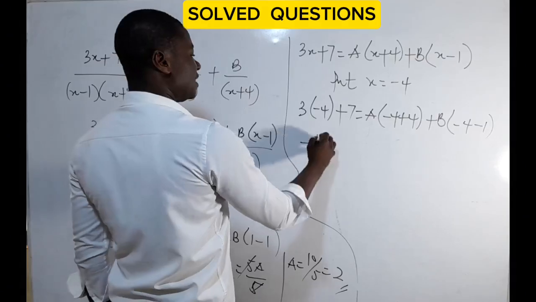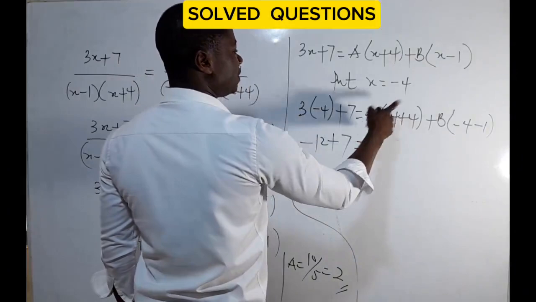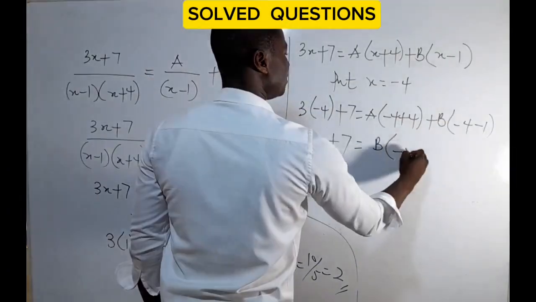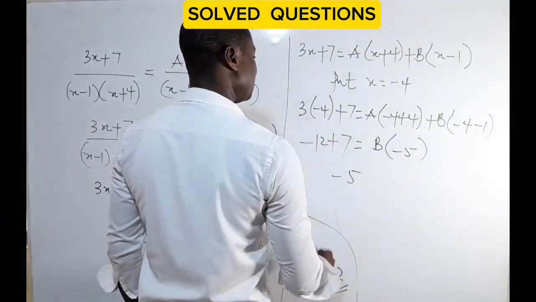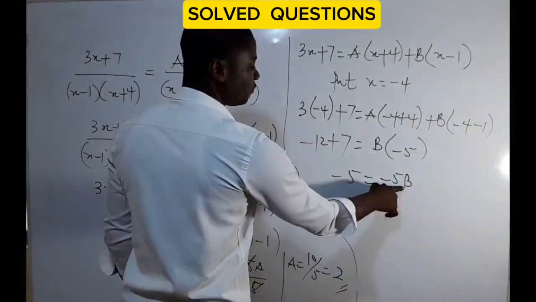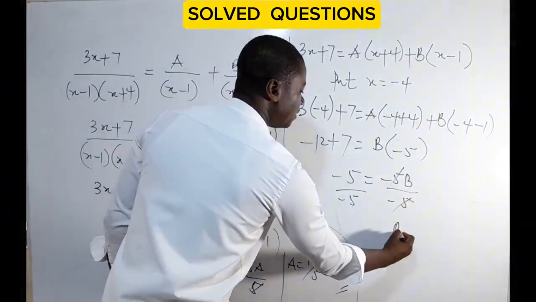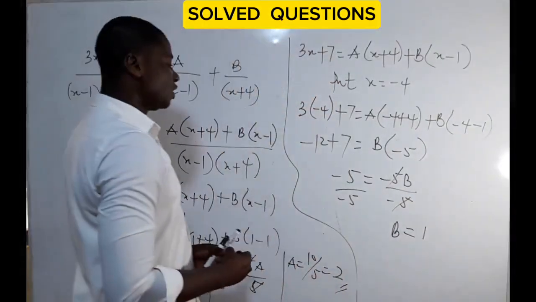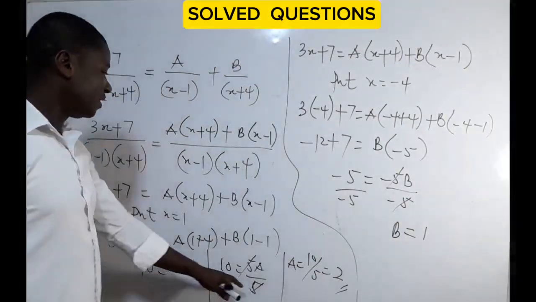3 times minus 4 is minus 12, plus 7 here. Minus 4 plus 4 is 0, 0 times A is 0. So A is gone. Now we have B, minus 4 minus 1 is minus 5, right? So minus 12 plus 7 is minus 5. This is equal to B times minus 5, which is minus 5B. So if you want to solve for B, you divide by minus 5 on both sides. So the value of B will be minus 5 over minus 5, which is equal to 1. So the value of B equals 1, and the value of A we have is 2.